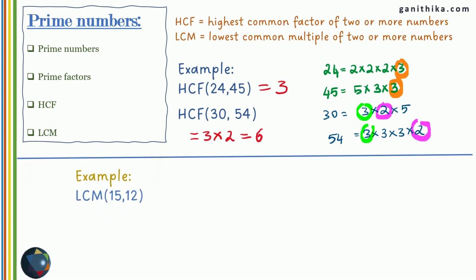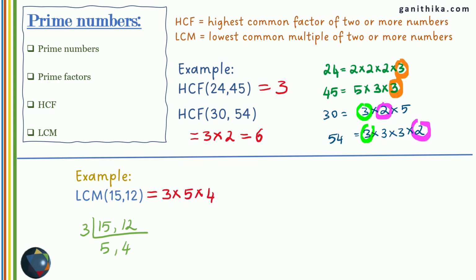Next is LCM. LCM of 15 and 12. For this, you will use the method called division method. Find the common factor for 15 and 12, which is 3 in this case. So dividing 15 by 3, you will get 5. Dividing 12 by 3, you will get 4. And you need to just multiply 3, 5 and 4.